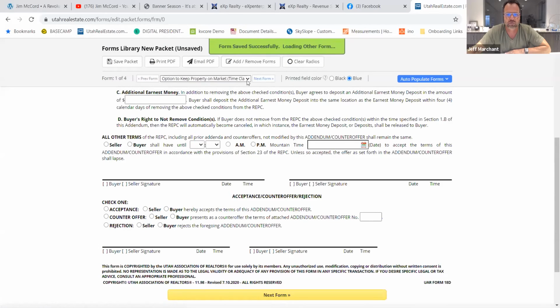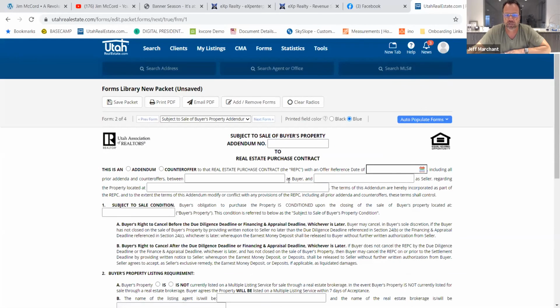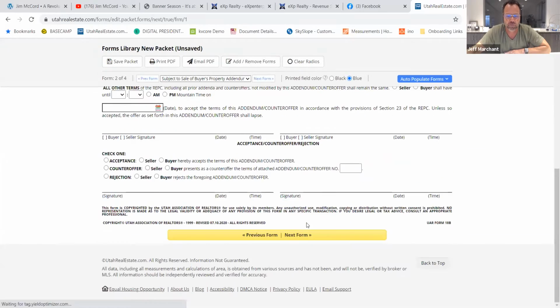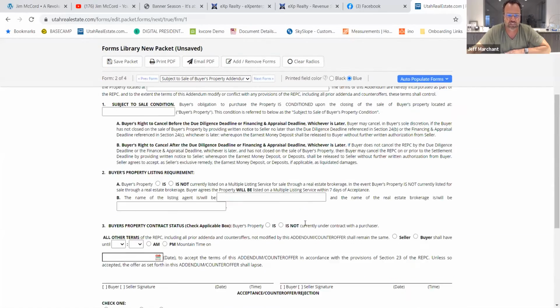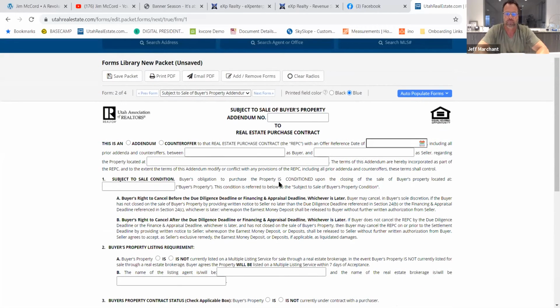Let's look at another form. Let's see what I've got on here. Actually, the next one here is the subject to the sale of buyer's property. And this is another one that changed in July. Now, I don't like this change. I noticed this one when I was saving the forms, and I'll explain to you why as we go through here.